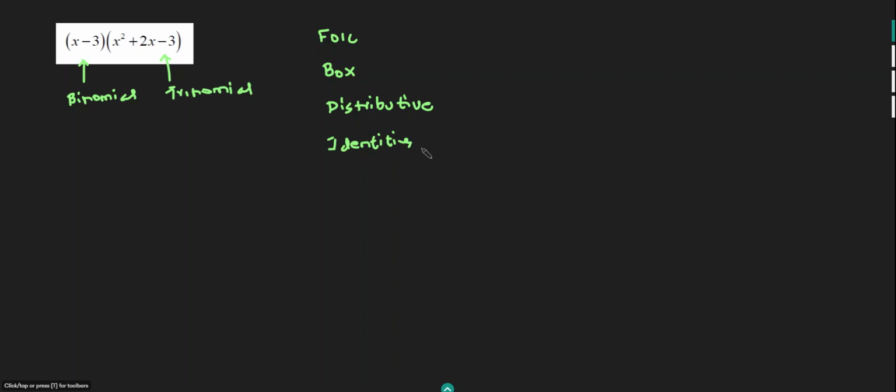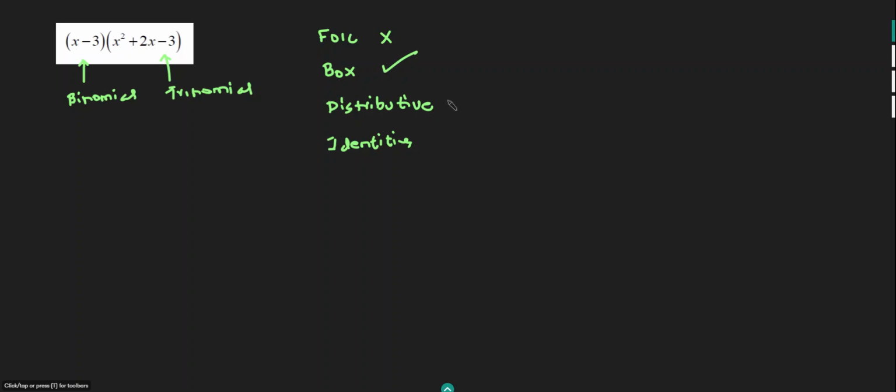Let's see which of the methods will apply when multiplying a binomial with a trinomial. We cannot use the FOIL method because the FOIL method is best suited when we multiply two binomials. So the FOIL method we cannot use. Then we have the box method. So we can definitely use the box method while multiplying any different types of polynomials.